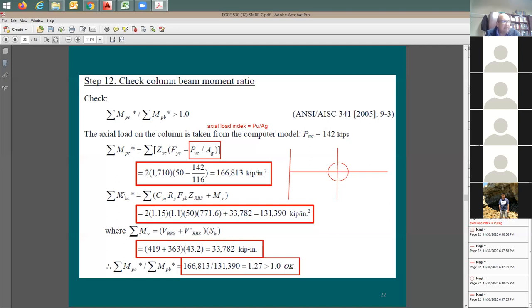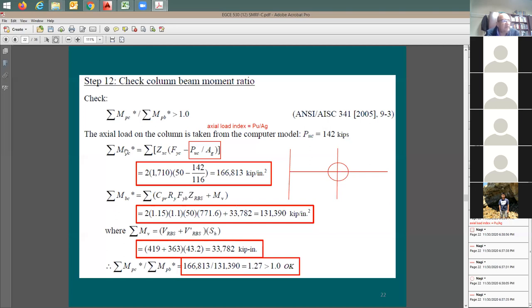And now look at the beam capacity here. It's going to be CPR, you consider the CPR, the strain hardening, you consider the R sub Y, you consider the F sub Y, which is the strength of the beam, and then Z of the RBS plus MV. But look at the problem here. This is the thing that maybe you're going to say, this is not fair.